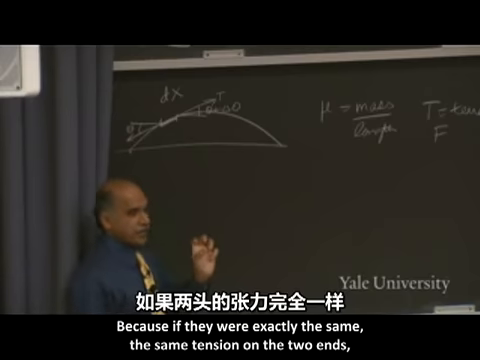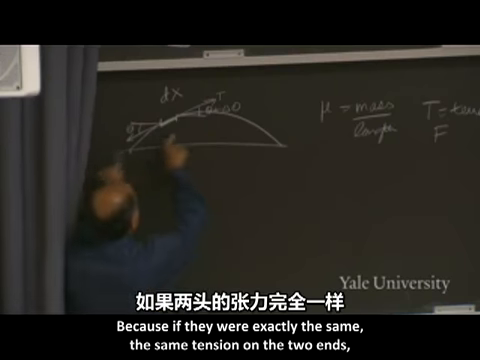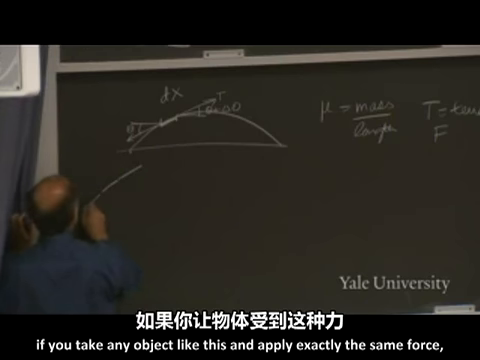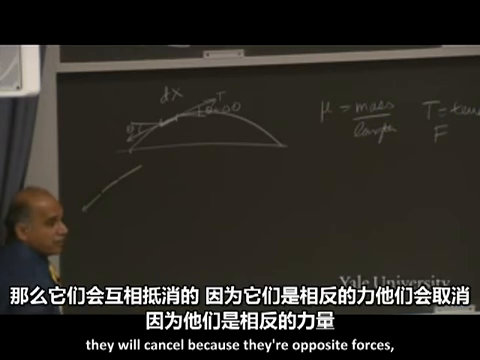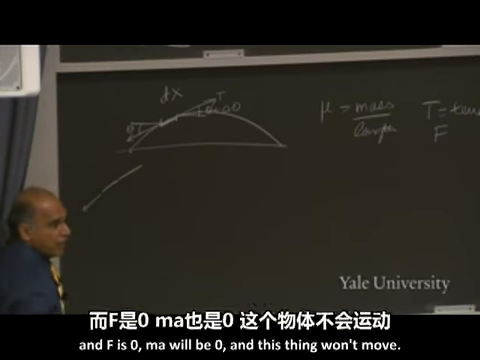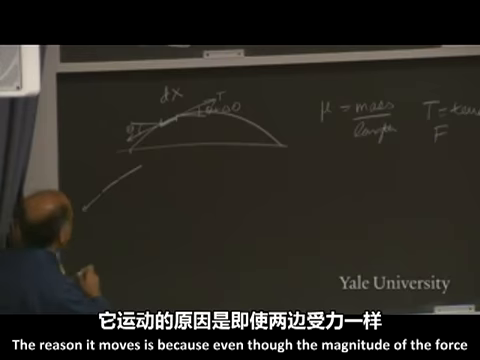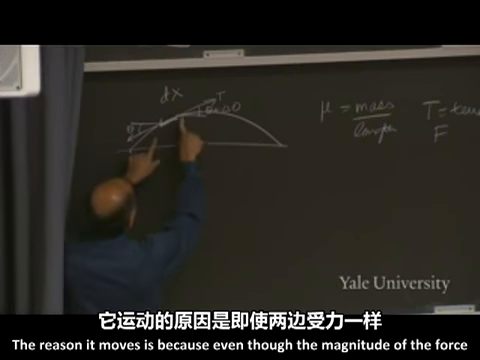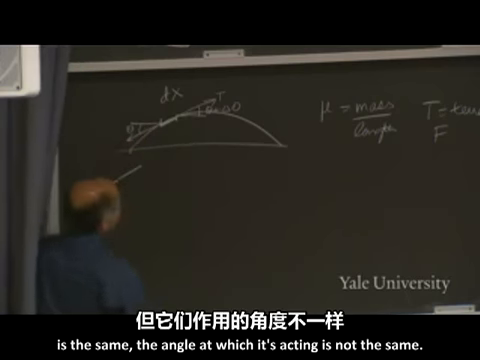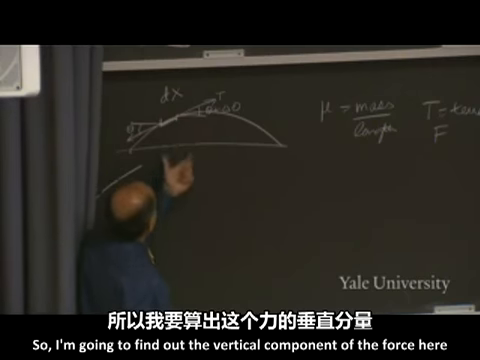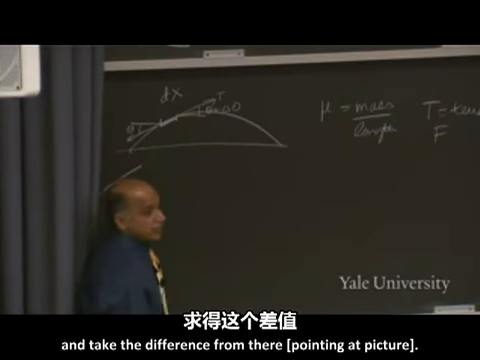Because if they were exactly the same tension on the two ends, if you take any object like this and apply exactly the same force, they will cancel because they're opposite forces. And F is 0, ma will be 0, and this thing won't move. The reason it moves is because even though the magnitude of the force is the same, the angle at which it's acting is not the same. So I'm going to find out the vertical component of the force here and take the difference from there.